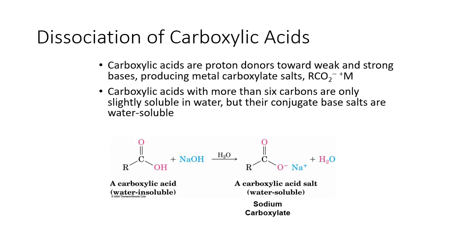Carboxylic acids are strong proton donors, which means they're strongly acidic compounds compared to alcohol. They are much stronger acidic compounds than alcohol. Alcohols are weak acidic compounds. So what does that mean? That means these compounds can donate a proton very easily. They usually protonate weak and strong bases, producing a carboxylate salt, اللي هو the conjugate base.